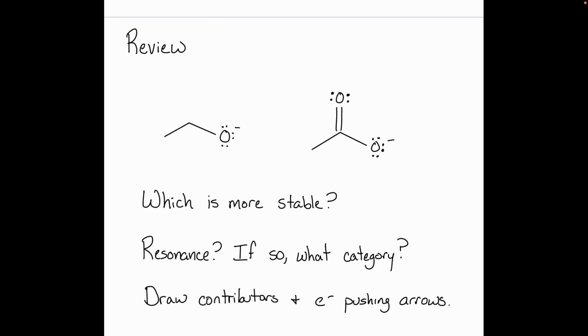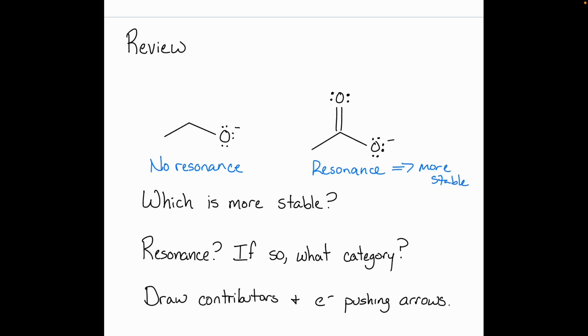But what makes it more palatable for the molecule on the right is that it can spread that negative charge out to both of those oxygens through resonance, right? So resonance helps stabilize charge. So in terms of which one is more stable, this one has no resonance. This one has resonance, which implies it's more stable.